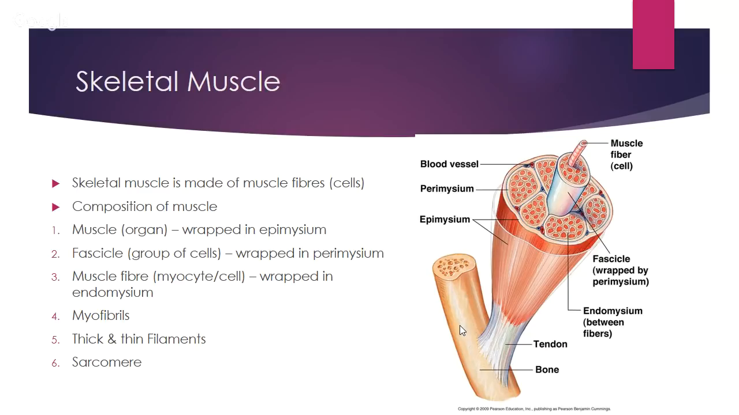Skeletal muscle, so starting from big to small, it's a muscle that's wrapped in epimysium. Then you've got fascicles, which are a group of cells which are wrapped in your perimysium. And then you've got a muscle fiber, which is a cell. Muscle fiber is kind of a confusing term, but it's a myocyte, it's a cell. It's just multinucleated because lots of cells kind of fuse together. And that's wrapped in the endomysium. And then finally you have myofibrils, which are composed of your thick and thin filaments, and then a sarcomere, which is your smallest contractile unit.